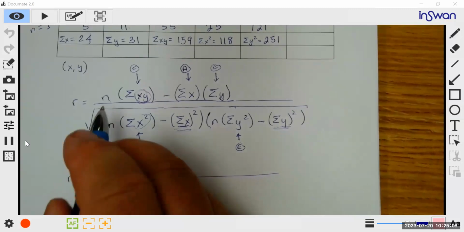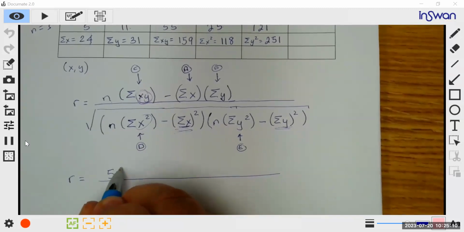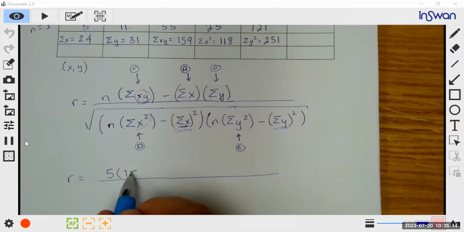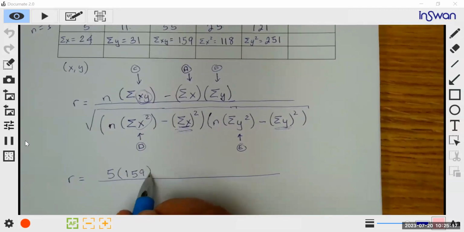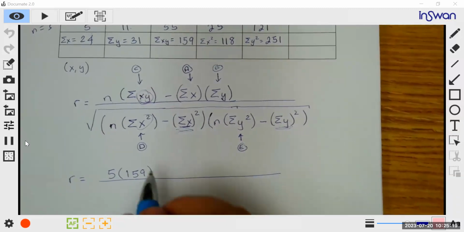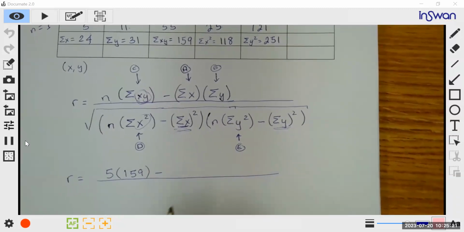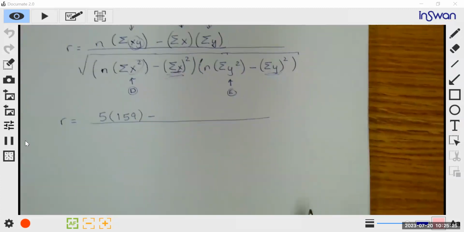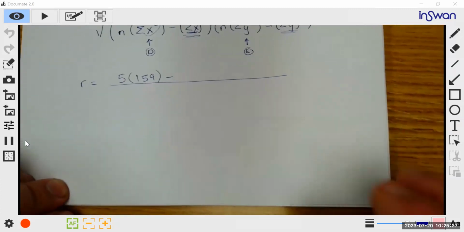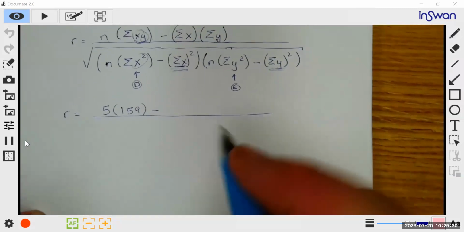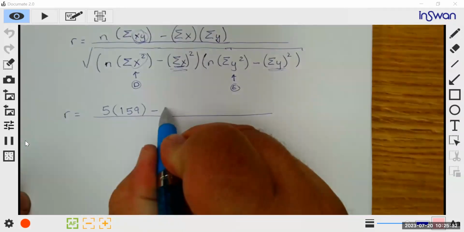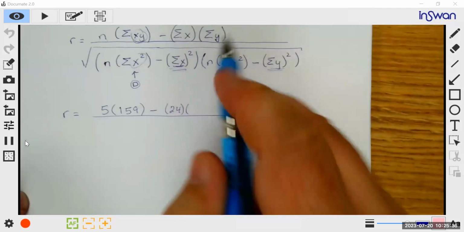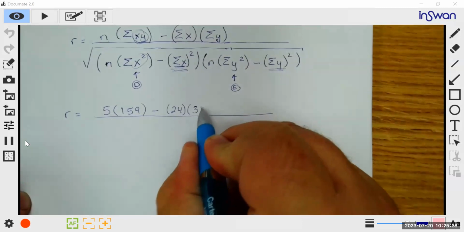So n was 5. Summation of x times y, 159. The summation of x, I'm sorry, I'll go ahead and put it up there because y'all have the numbers there. The summation of x is 24. The summation of y is 31.